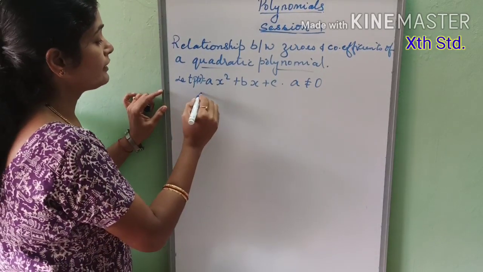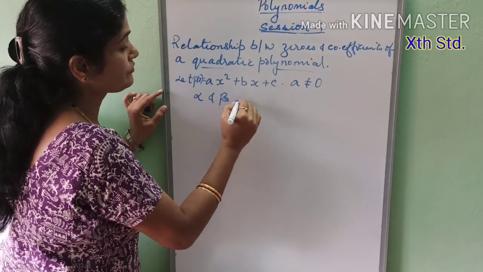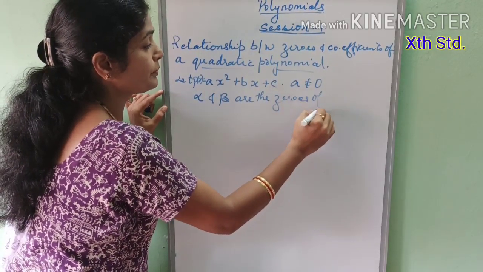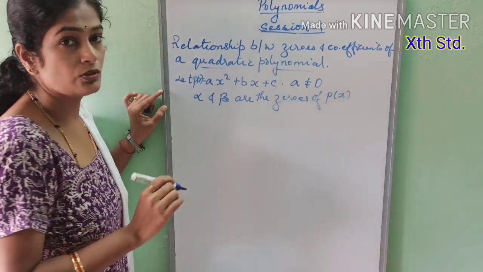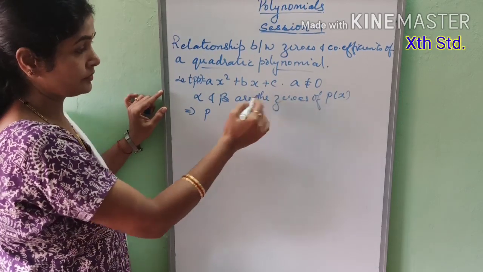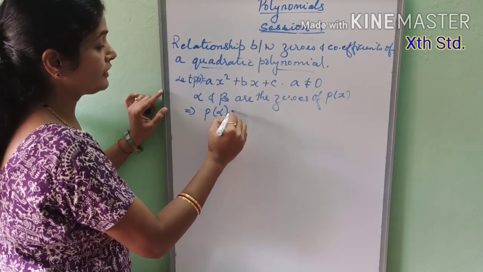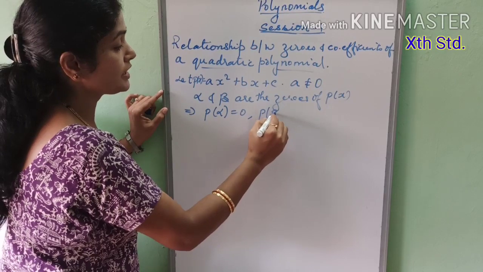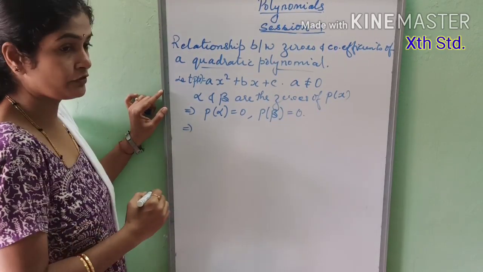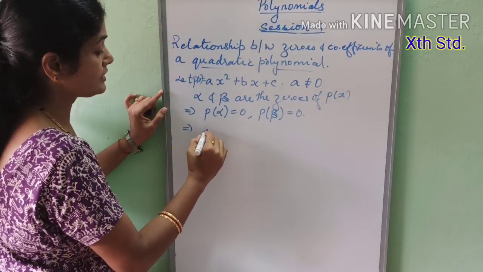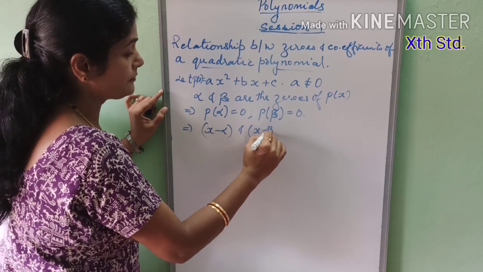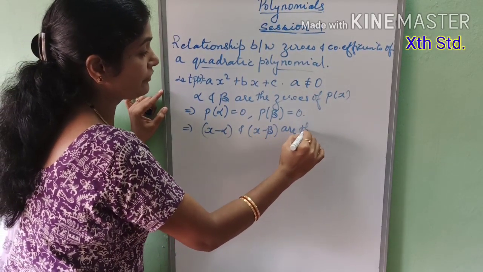So alpha and beta are the zeros of p of x, which implies they are the zeros. That means p of alpha is equal to 0 and p of beta is equal to 0. Therefore, by the factor theorem, if you remember the factor theorem which you have learned in class 9, x minus alpha and x minus beta are the factors of p of x.